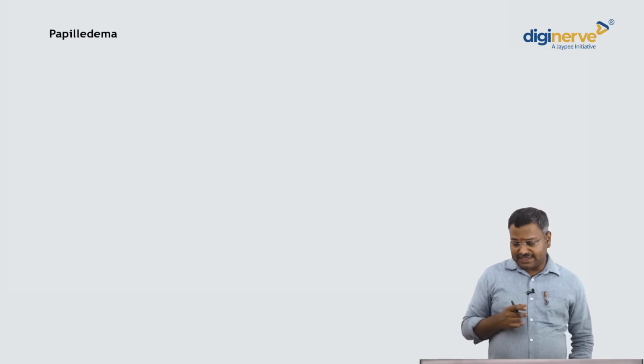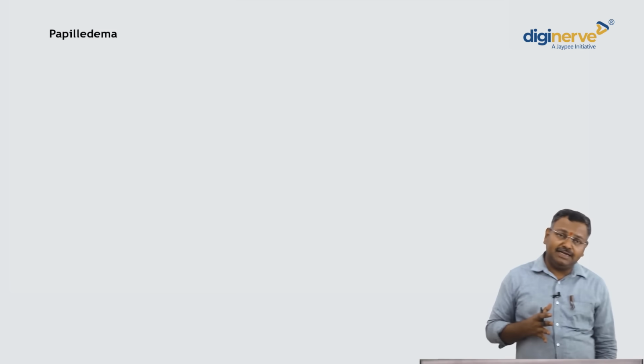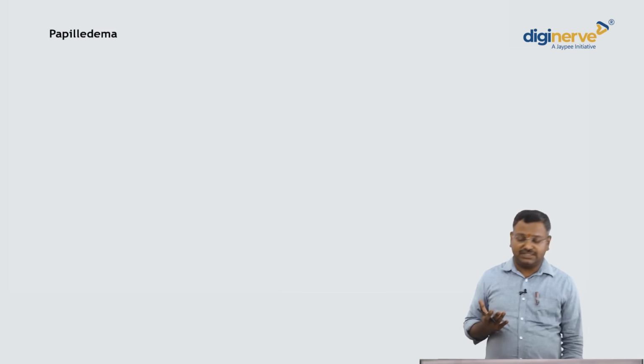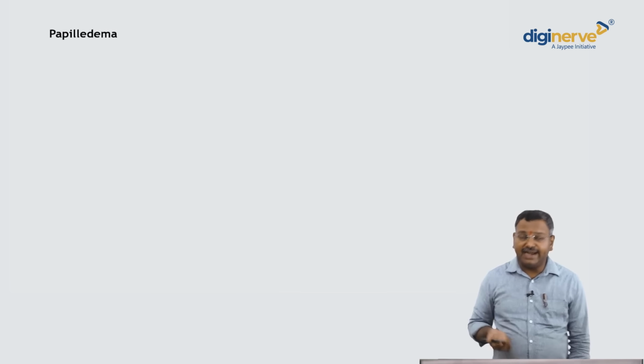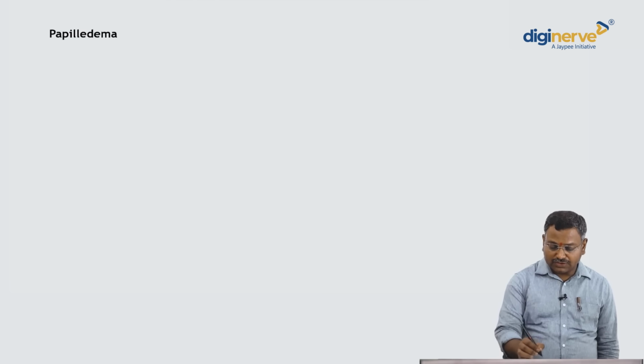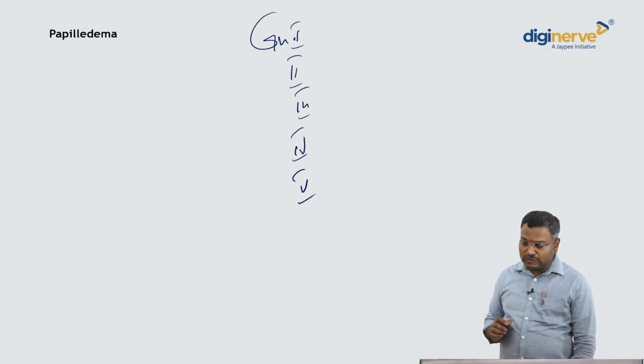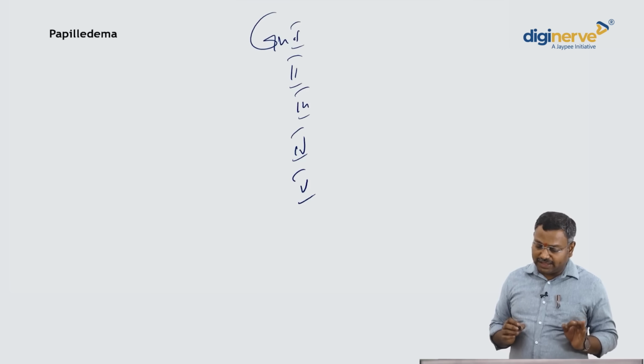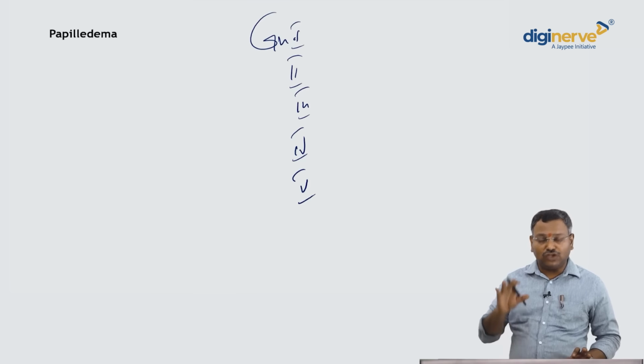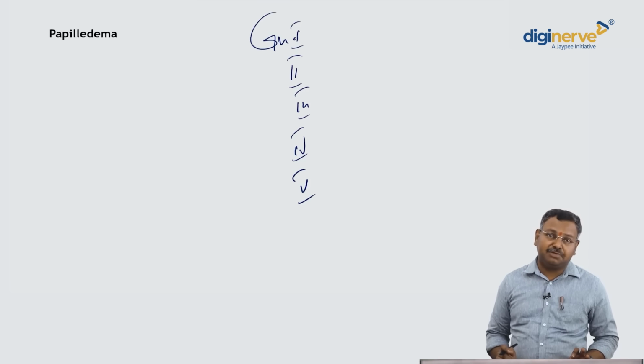The important disease they ask you is papilledema. So papilledema could be due to various causes, and you have the various grades of papilledema. If you see, there is grade 1 to grade 5 of papilledema. Important here in grade 1 is a disruption of the normal radial arrangement of the nerve fiber bundles.